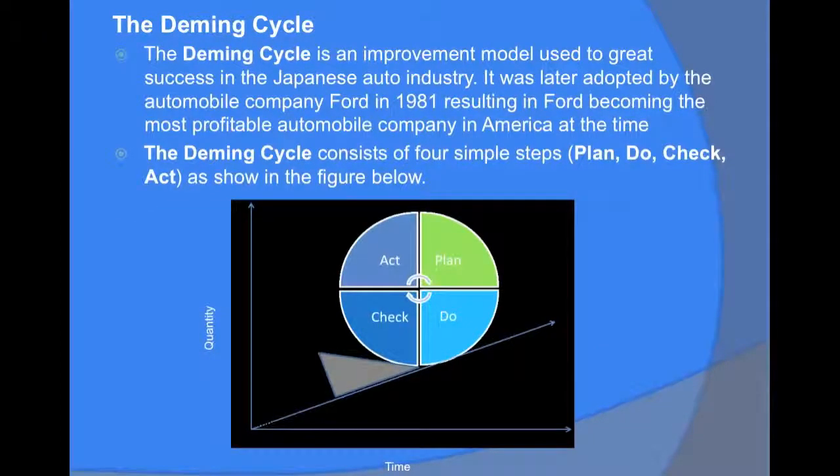Another concept is the Deming cycle. The Deming cycle is an important model used to great success in the Japanese auto industry. It was later adopted by the automobile company Ford in 1981, resulting in Ford becoming the most profitable automobile company in America at the time. The Deming cycle consists of 4 simple steps: plan, do, check, and act, as shown in the figure below.